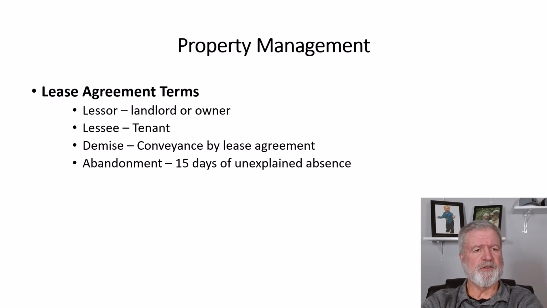So now let's take a look at some of these lease agreement terms that you need to understand, along with some of the basic provisions you see in a typical lease agreement. Obviously, you see that OR and EE again, lessor and lessee. Lessor is the landlord, lessee is the tenant. Make sure you keep those straight. But then you see a term here called demise. Demise just means conveyance by lease agreement.